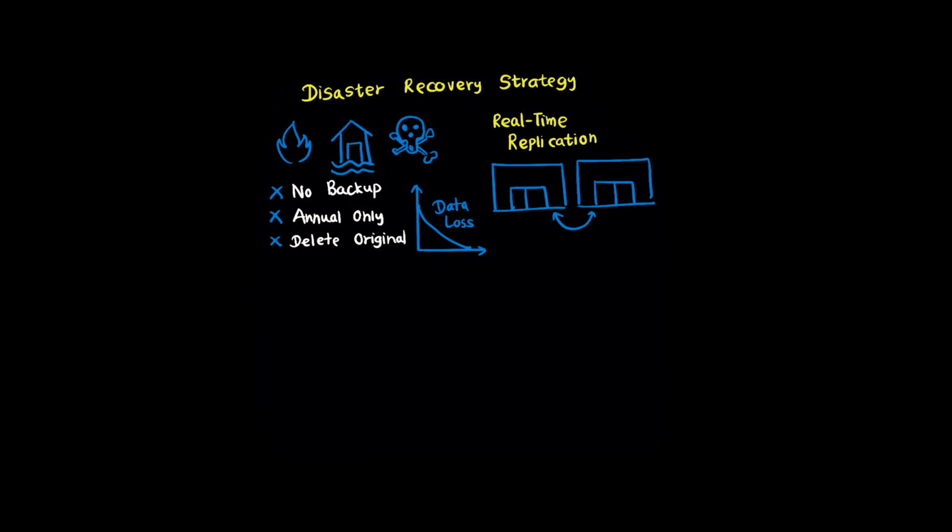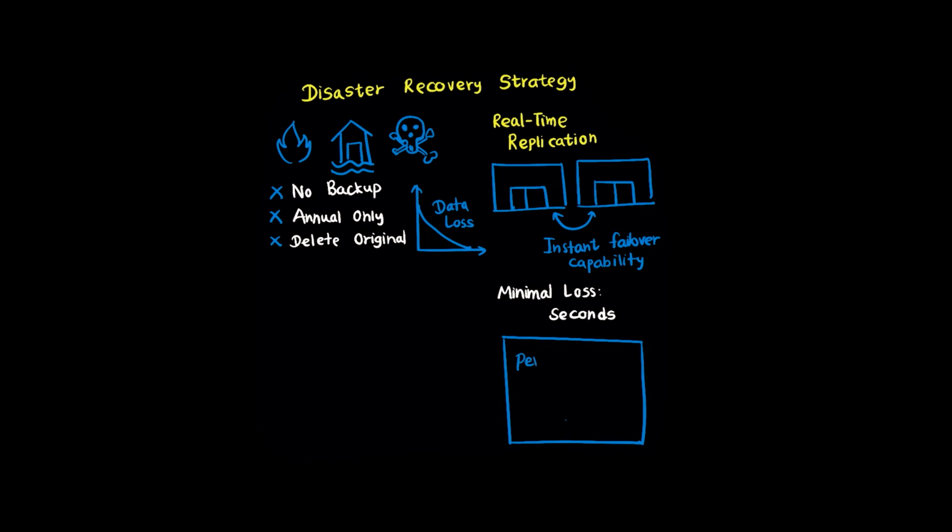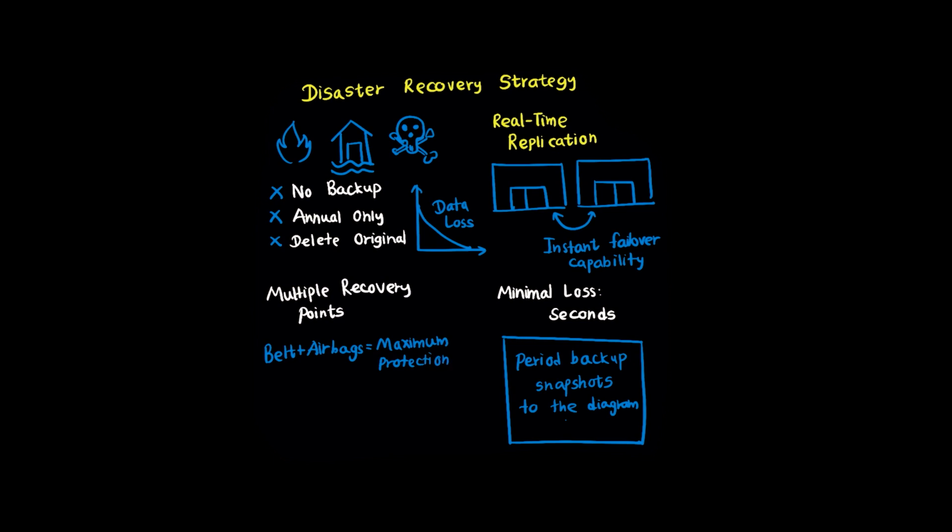Real-time replication mirrors every change instantly to a secondary site. If the primary fails, you switch over with minimal data loss, maybe seconds or minutes. Periodic full backups provide additional recovery points and protection against data corruption. Together, they ensure rapid recovery with minimal loss. In healthcare, where every record could save a life, this redundancy isn't paranoia. It's prudent.